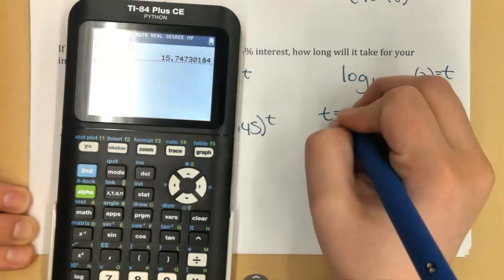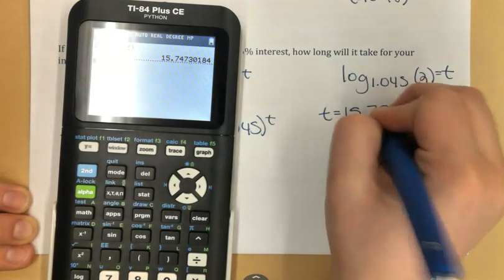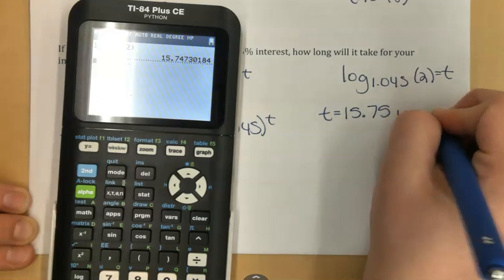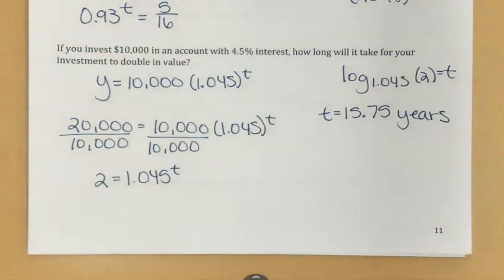And this is about 15.75 years, so in 16-ish years from now, you will have doubled your investment.